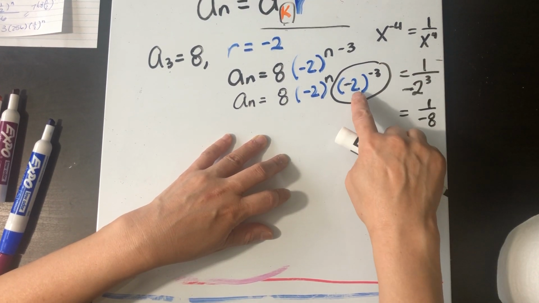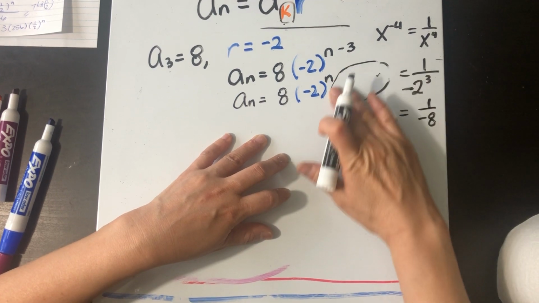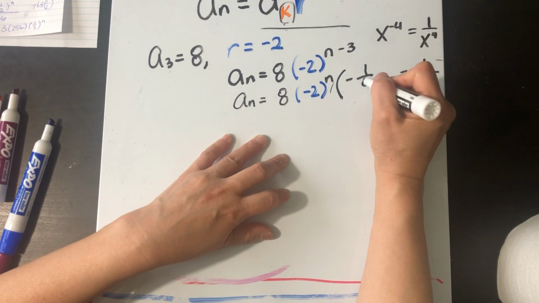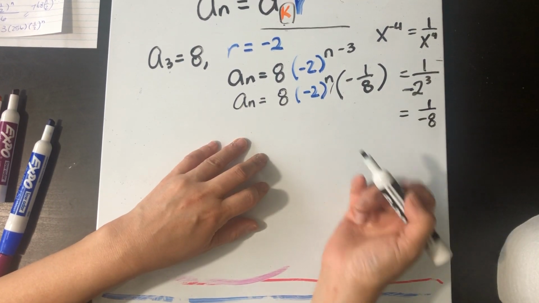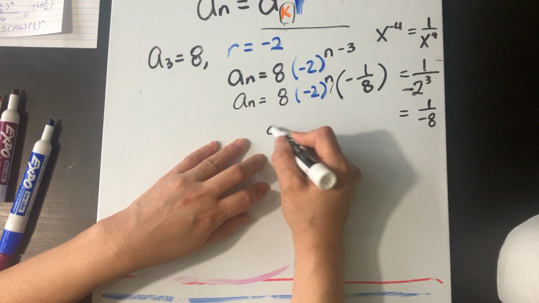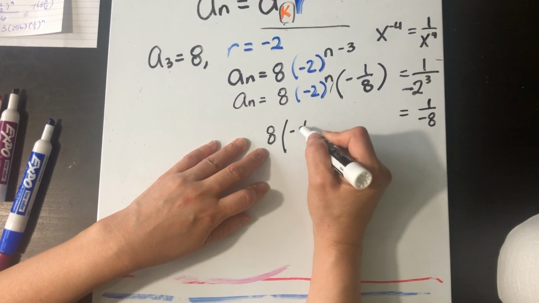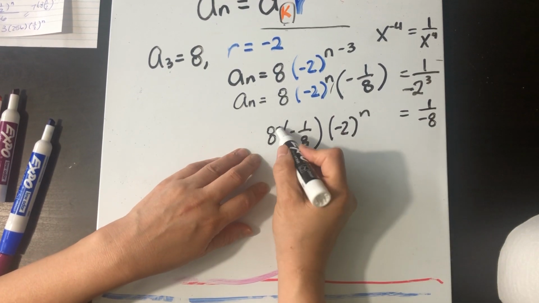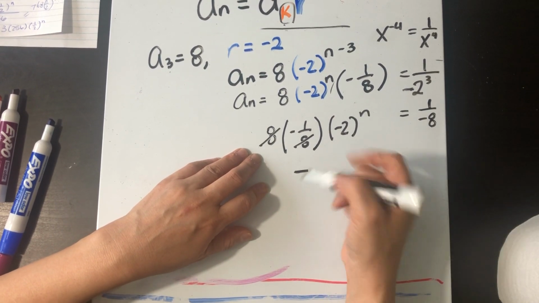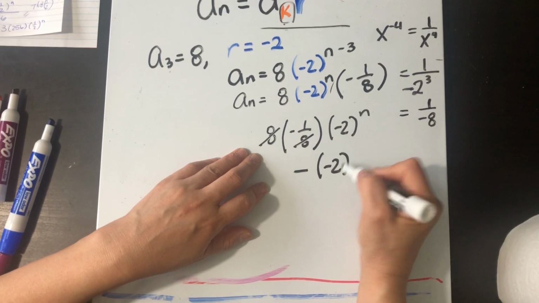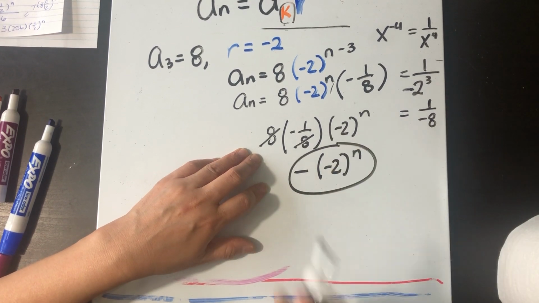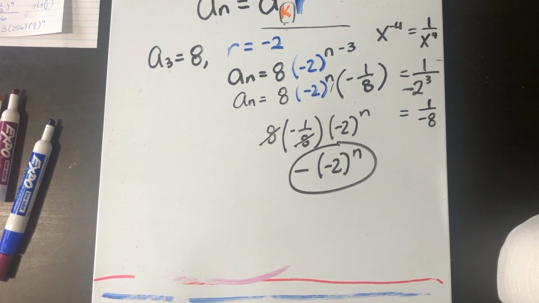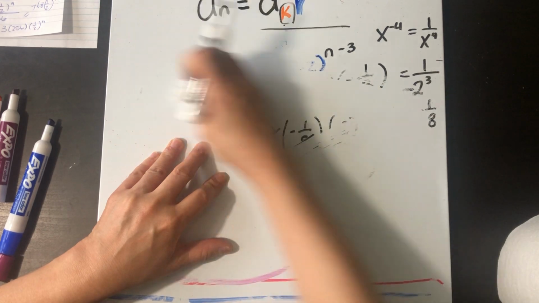This whole thing right here is negative 1 over 8, right? So let's put it all together. 8 times negative 1 over 8, and then negative 2 to the nth power. They cancel. You have just a negative here, and then negative 2 to the nth power. So that's the answer. Got it? Okay, let's do one more question.